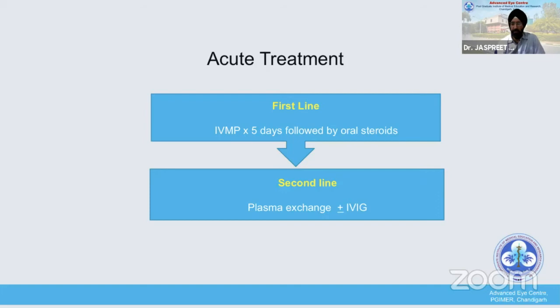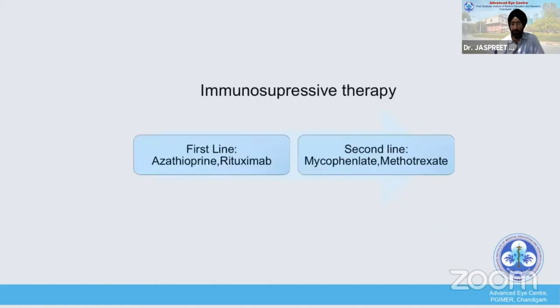So if we have a patient who has loss of vision and is unable to regain vision after 5 doses, after considering other diagnoses, he might be a candidate for plasma exchange. Immunosuppressive therapy is a specific, chronic therapy, and obviously this is done by the neurologist, where the first line therapy is probably azathioprine and rituximab. Rituximab, yes, you can say lesser dosing as compared to azathioprine. The second line is methotrexate and mycophenolate.